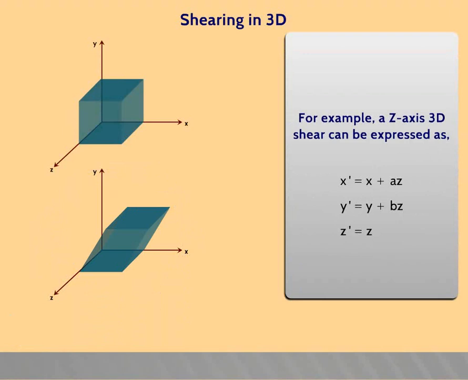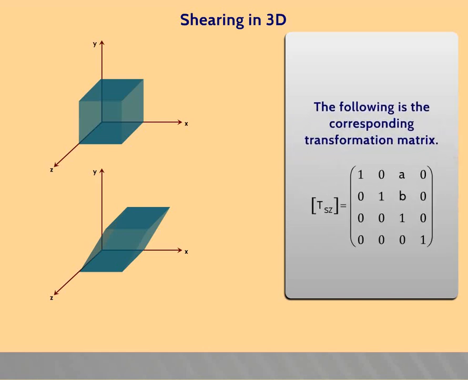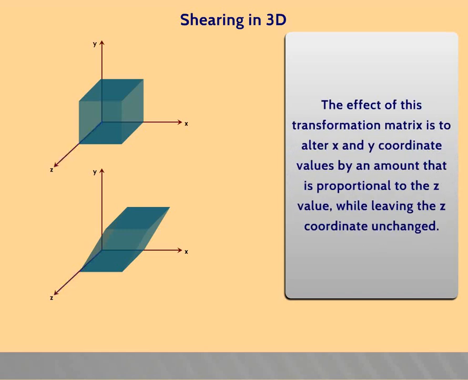For example, a z-axis 3D shear can be expressed as x dash is equal to x plus az, y dash is equal to y plus bz, z dash is equal to z. The following is the corresponding transformation matrix. The effect of this transformation matrix is to alter x and y coordinate values by an amount that is proportional to the z value, while leaving the z coordinate unchanged.